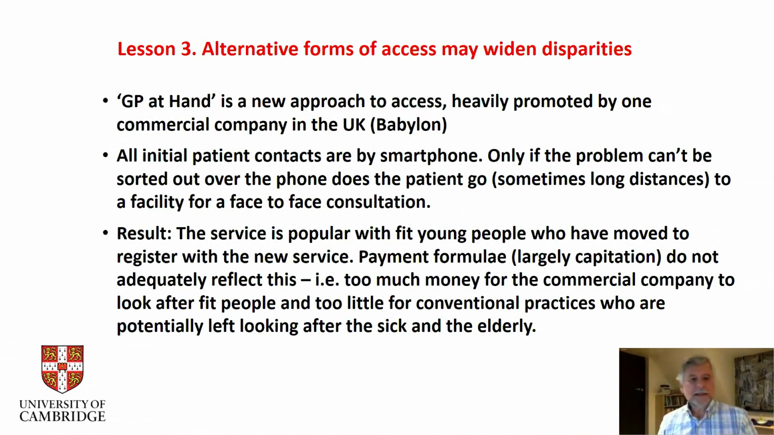The third lesson is that alternative forms of access, of which we're seeing a lot now, particularly with COVID, may widen disparities. Our example here is a scheme in the United Kingdom which has been promoted widely by a commercial company called Babylon, called GP at Hand.